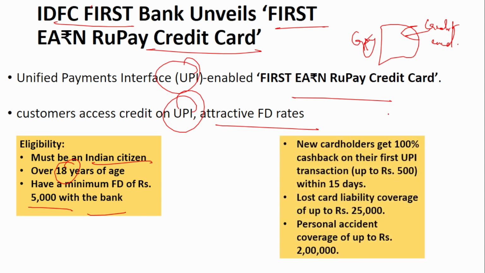So what are the benefits? The new card holders get 100% cashback on their first UPI transaction, up to rupees 500 within 15 days, lost card liability coverage of up to 25,000, and personal accident coverage of up to 2 lakhs. So these are the various benefits provided along with this credit card. The MD and CEO of IDFC First Bank is Vaidyanathan.